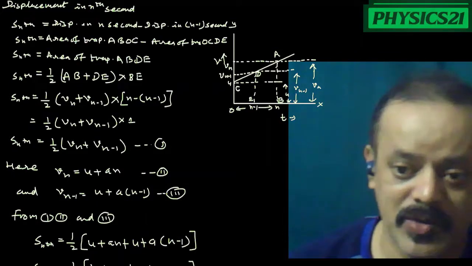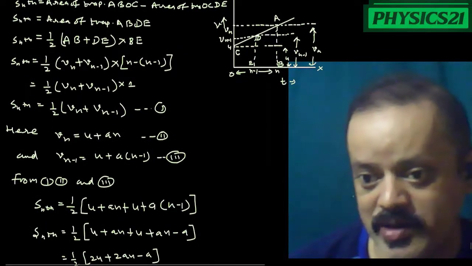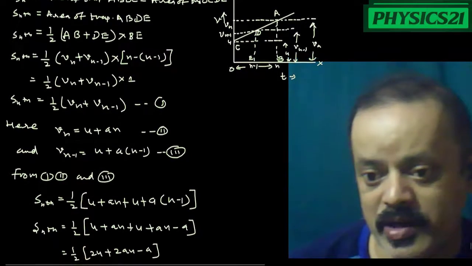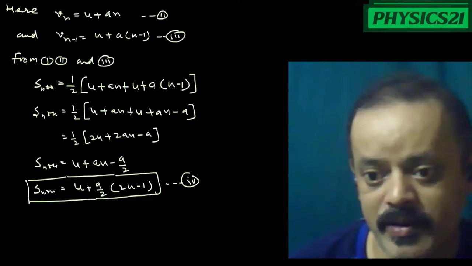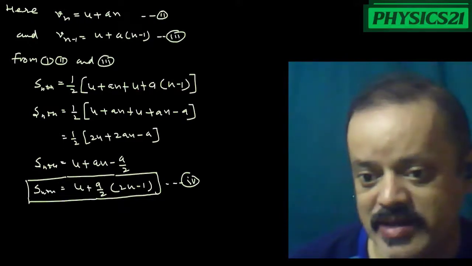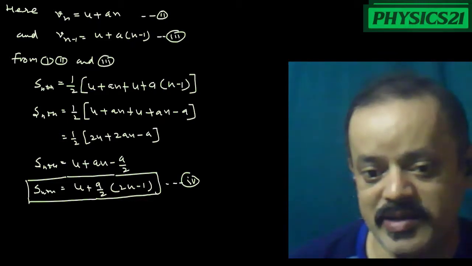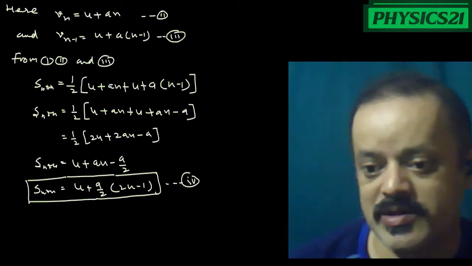Now as we substitute these values into the earlier equation and simplify, we get Sn is equal to u plus a/2 (2n minus 1), which is the displacement in the nth second. So these are the equations of motion by the graphical method.